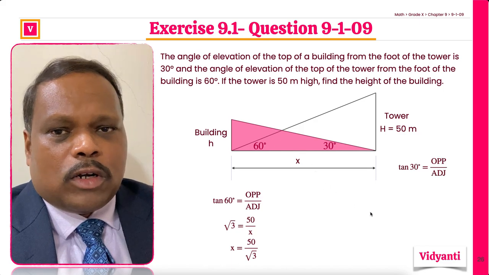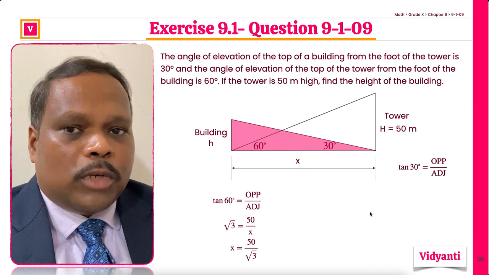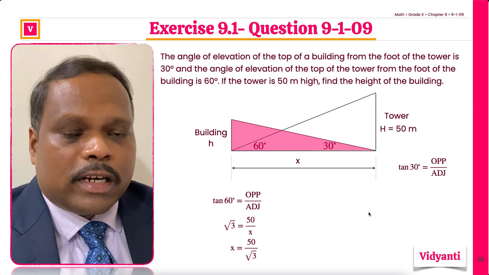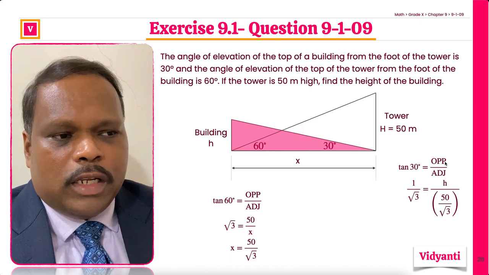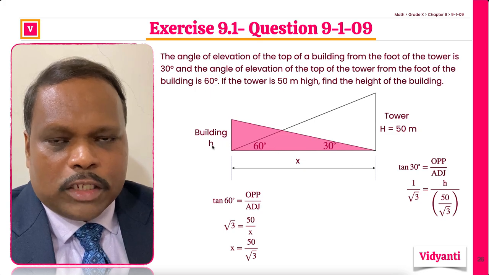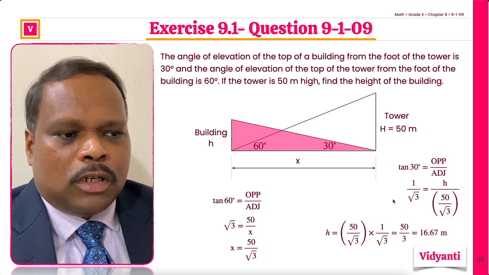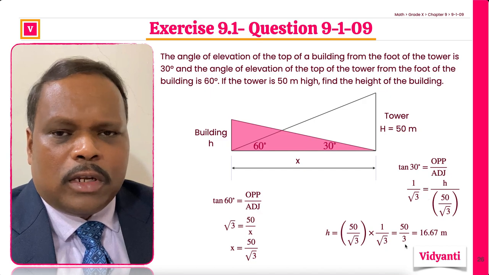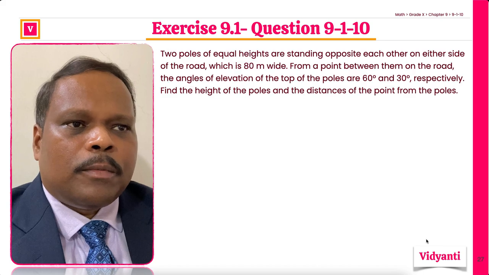In any case, whatever information you get from step 1, which is the first triangle, you must utilize for step 2, which is the second triangle. So the order doesn't matter here. Tan 30 is 1 by root 3, opposite over adjacent. Opposite is h, lowercase h, and the tower was uppercase H. So again you cross multiply, and here there is no need of rationalization. Root 3 multiplied by root 3 is 3, and the height comes out to be 16.67.